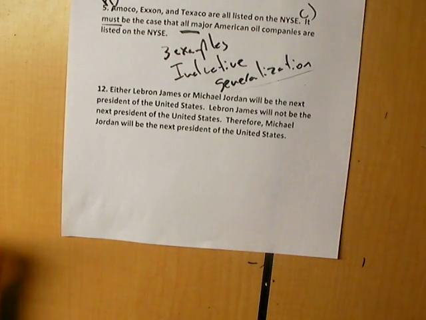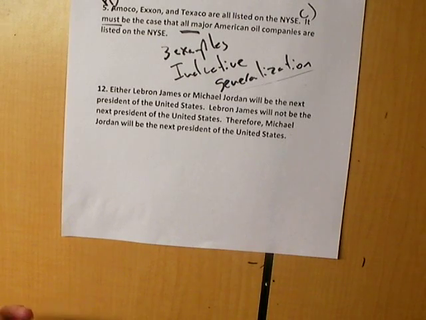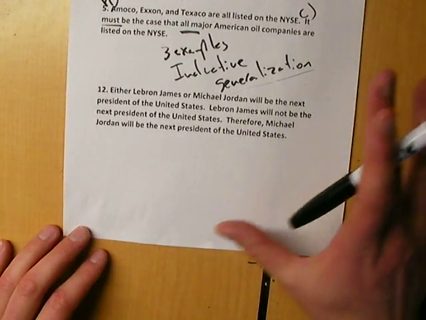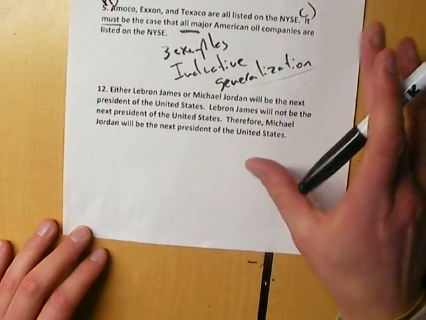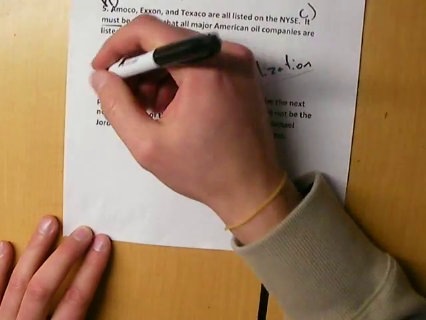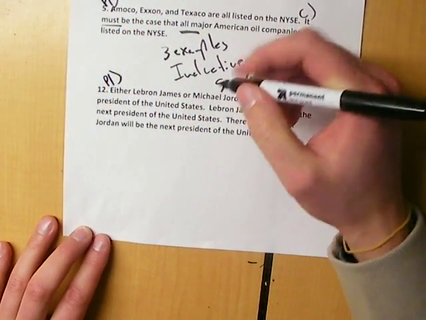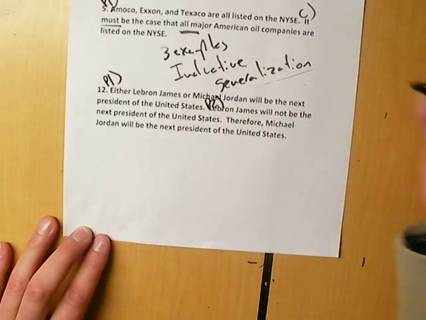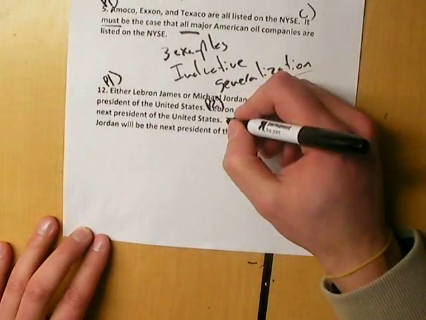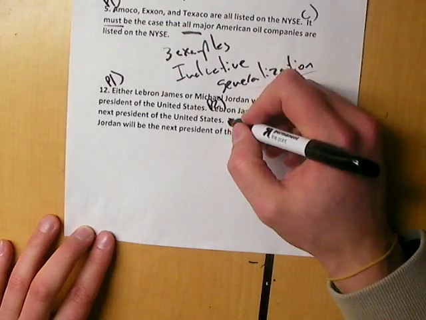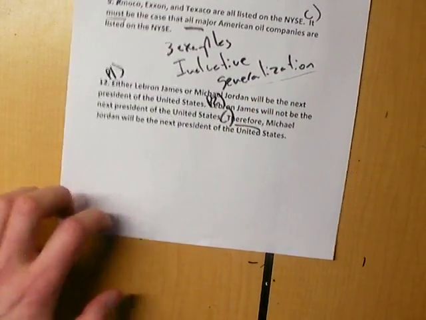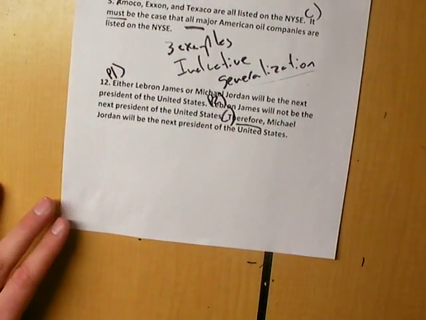Either LeBron James or Michael Jordan will be the next president of the United States. LeBron James will not be the next president of the United States. Therefore, Michael Jordan will be the next president of the United States. So let's not just look at the language here. Let's quickly make note of the structure. There's P1. There's P2. James won't be the next president. Therefore, conclusion indicator. Hey, there's your clue. Therefore, Jordan will be the next president of the United States.